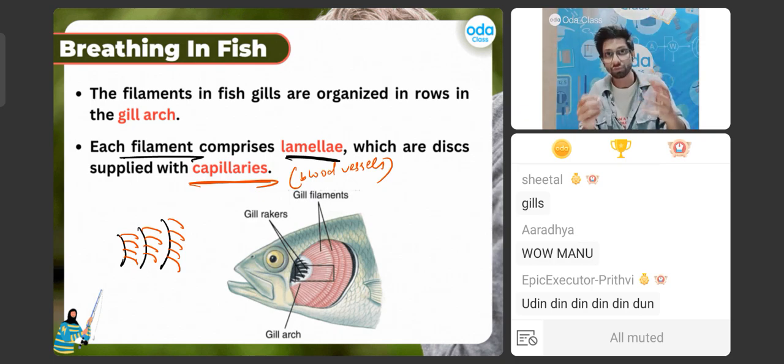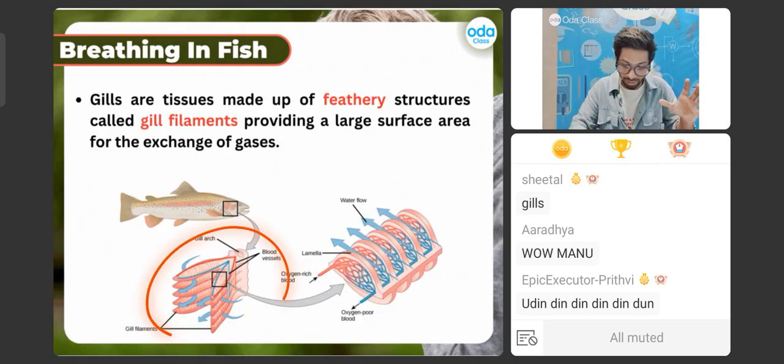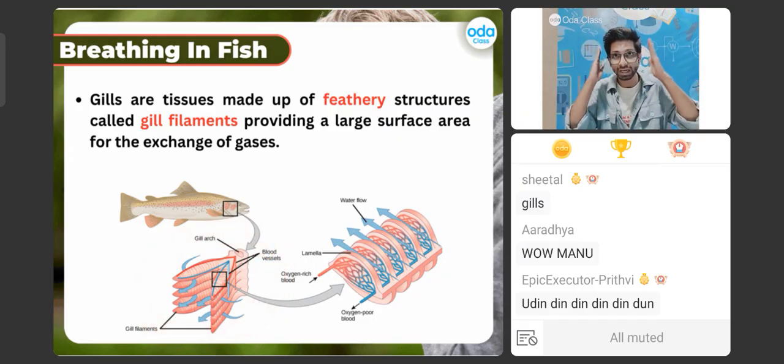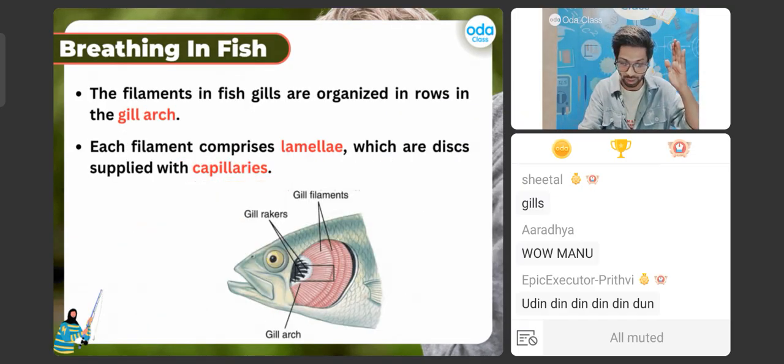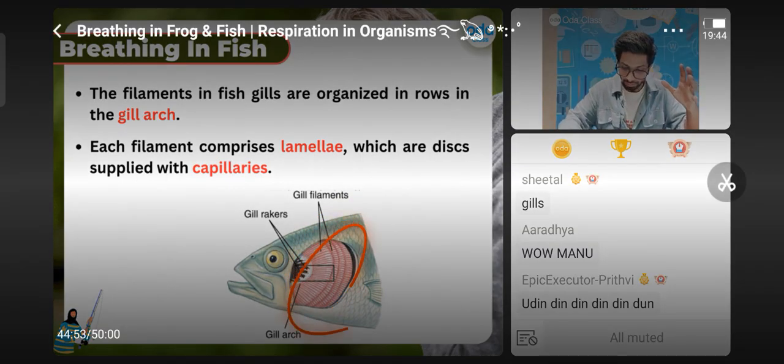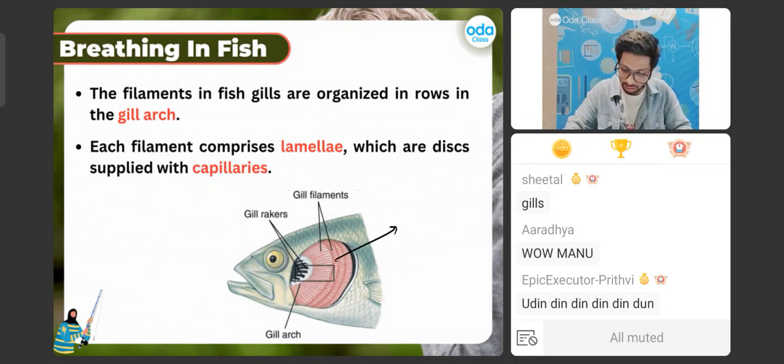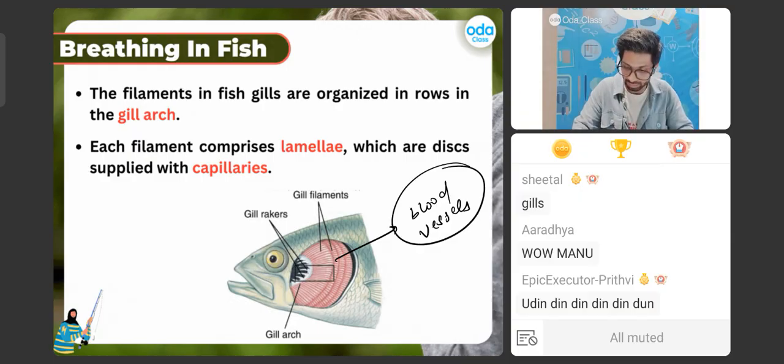So basically what you have to keep in mind is that the gill filaments are present at the side of their head, and they are rich in blood vessels. They are directly connected with the blood vessels. And let me tell you how it works.